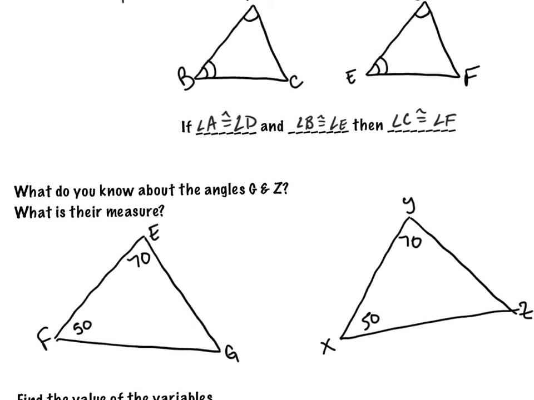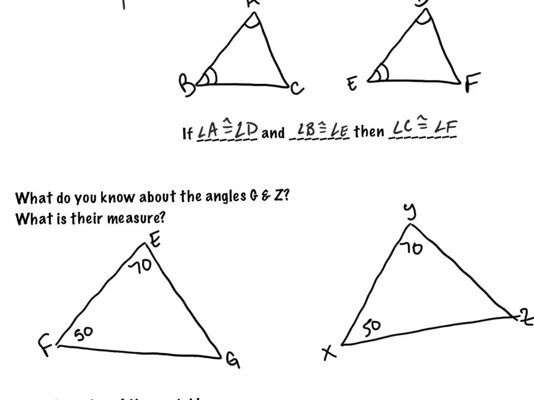So if I looked at this example here, right? First question is, what do I know about G and Z? Right, so what do I know about this angle and that angle? Equivalent. Congruent. They're going to be congruent, they're equivalent. How do I know that? Because the other 2 are the same, right? I have a 70 degree in both and a 50 degree in both. So I know they're congruent.